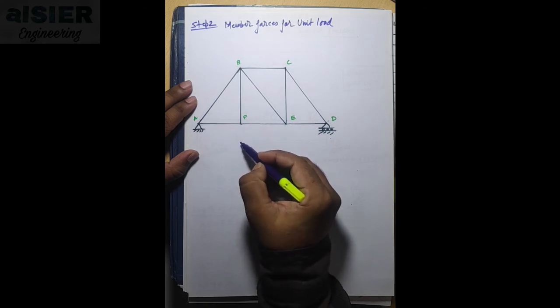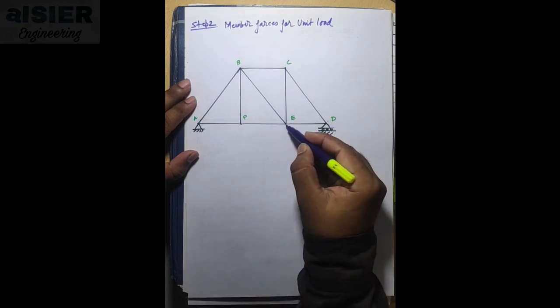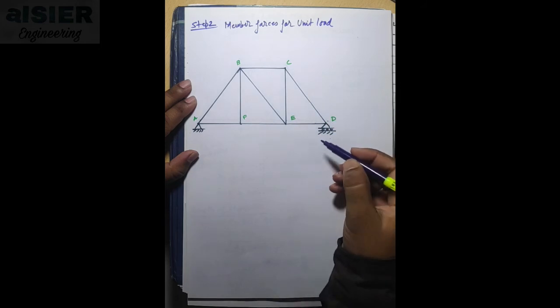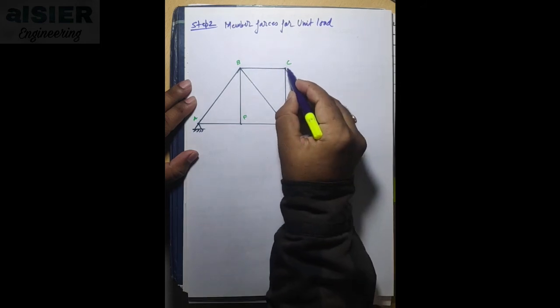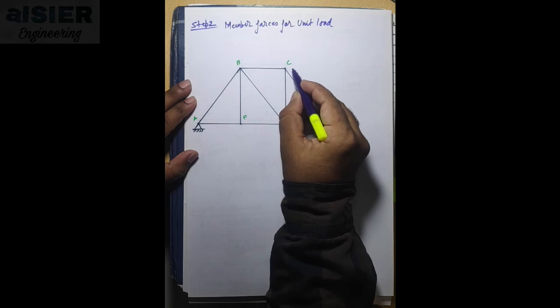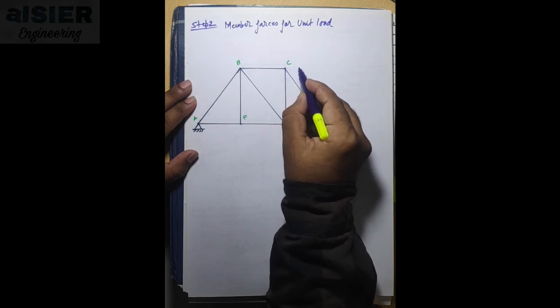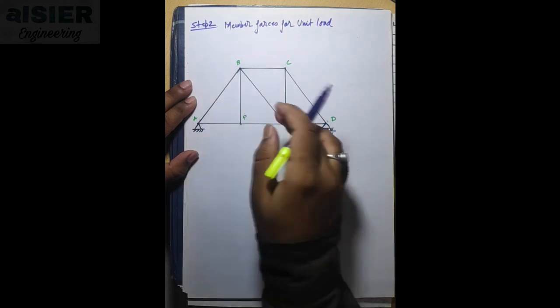If it is required to calculate vertical deflection at point E, we will apply a vertical unit load at this point. Similarly at points B and C. Now let us consider if it is asked to calculate horizontal deflection at point C. In that case, we have to apply a horizontal unit load at this point, and then calculate reactions and then member forces.